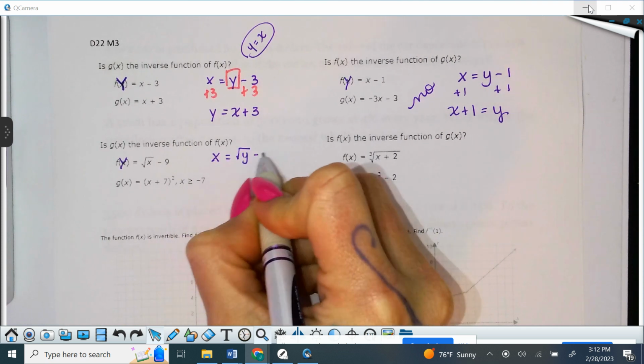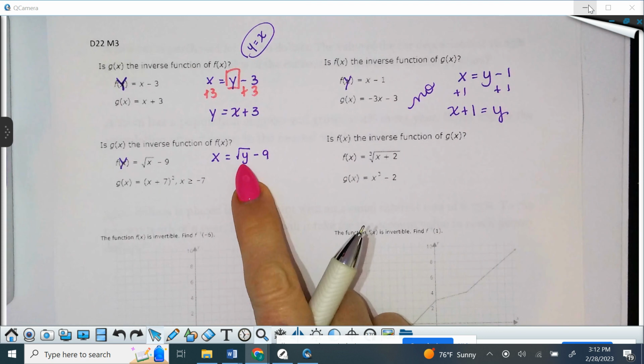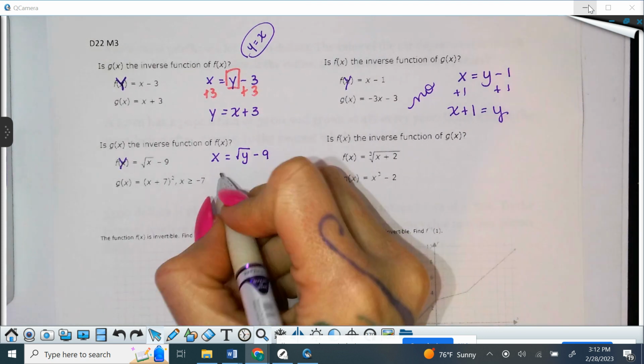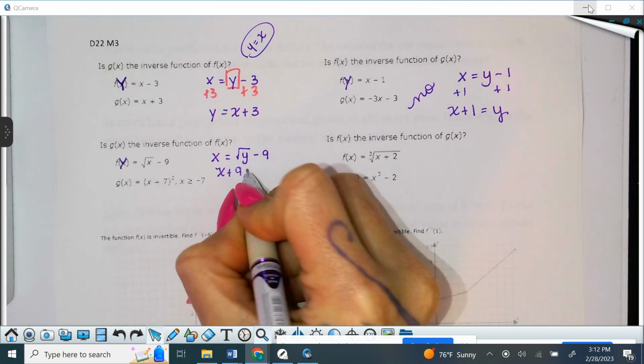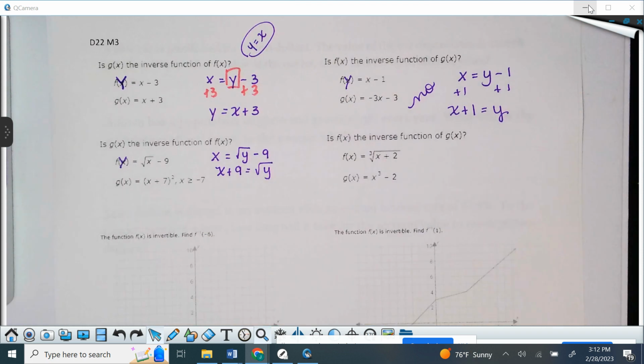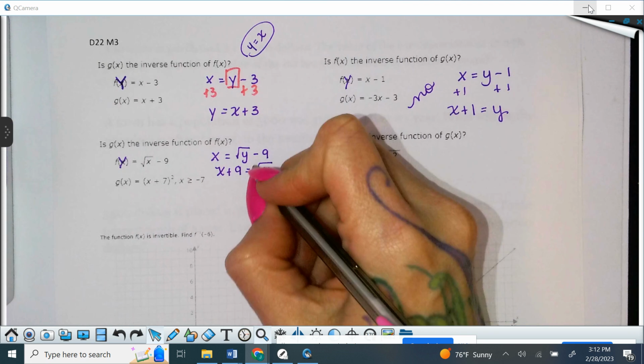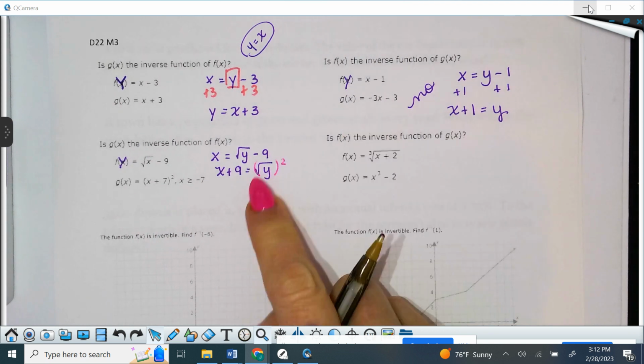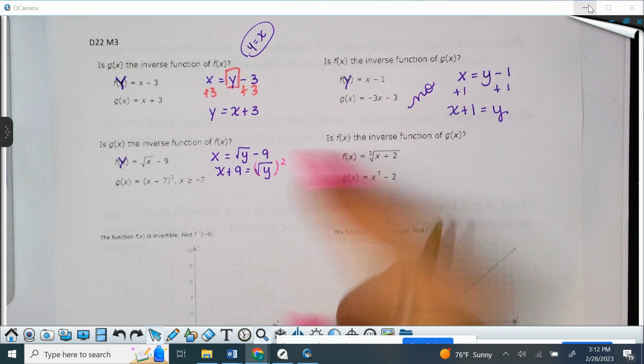We're going to solve for y. So I need to move that 9 over. It's going to be x plus 9 equals the square root of y. To undo the root of something, square rooting, cube rooting, fourth root, you're going to raise it to that power. When there's not a number in the basement, it is an assumed square root. So we're going to square this guy.